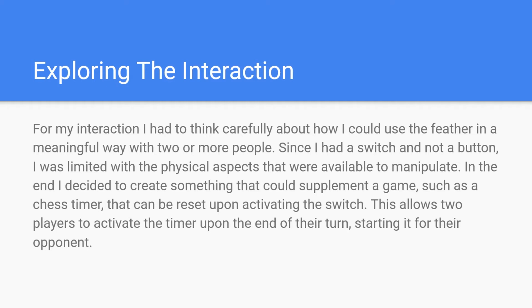With a button I would have been able to tap it multiple times, but with a switch it was a fixed value. It was an on or it was an off. So I had to be very careful with how I approached it. In the end I decided to make some kind of a game or something to supplement a game, and I moved on to make a chess timer so that I would be able to reset the timer upon the flick of my switch, and my opponent would be able to reset the timer on their flick of a switch.